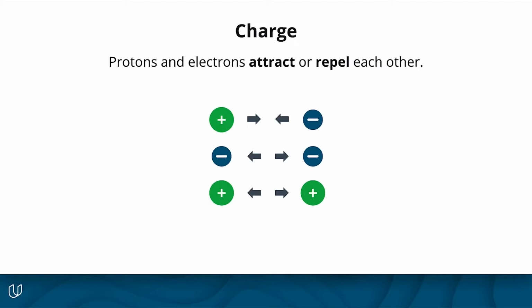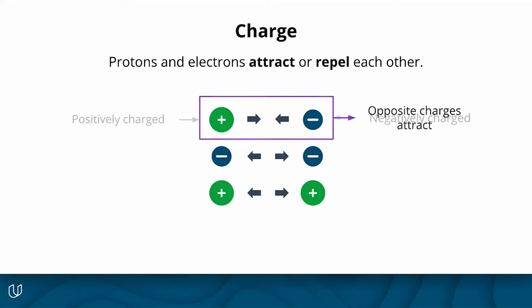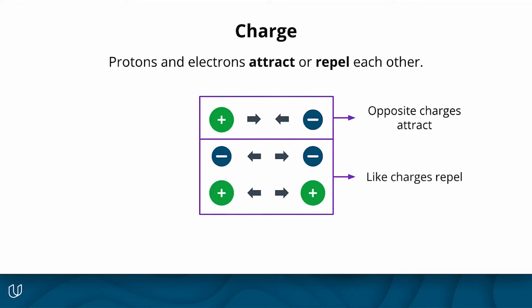So we would say that protons are positively charged, which we show with a plus symbol, and we would say electrons are negatively charged, which we show with a minus symbol. And the general principles here are that opposite charges attract, while like charges, meaning charges that are the same, repel each other. So why do we care about all this?